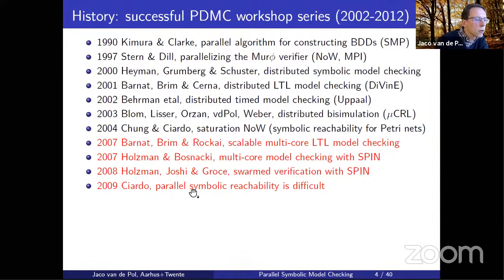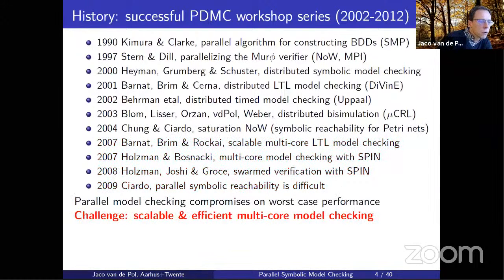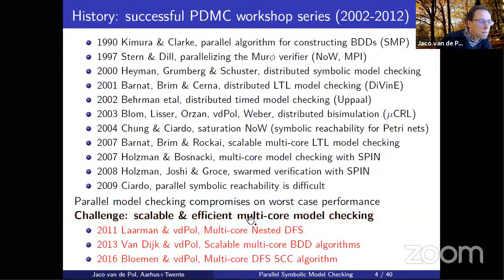And then Jaco had a talk in 2009, which was one of the latest PDMC workshops, where he claimed that parallel symbolic reachability is actually very difficult. So they tried quite hard, and they had some algorithms and implementations, but it was very hard to reach efficient speedups. And that was about the time that my PhD students started working on this challenge to have scalable and efficient multicore model checking.